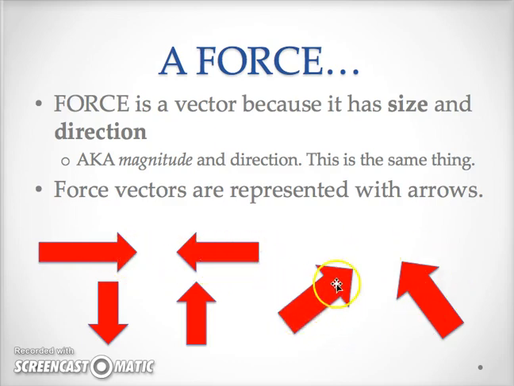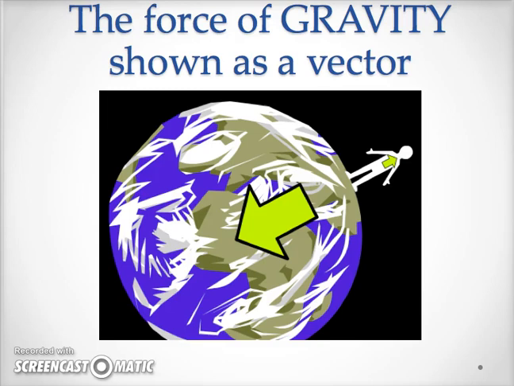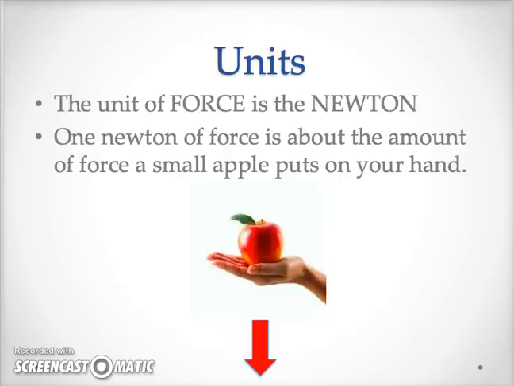The arrow shows the size of the force, whether it's large or small, and it shows the direction that the force is acting. For example, the force of gravity can be shown as a vector. We're showing in this picture with the arrow that the force of gravity pulls toward the center of the earth, and it's a fairly large force. You also have a force of gravity, but it's a much smaller force, and it's pulling in the opposite direction. So these vector arrows are showing the size and direction of the force.